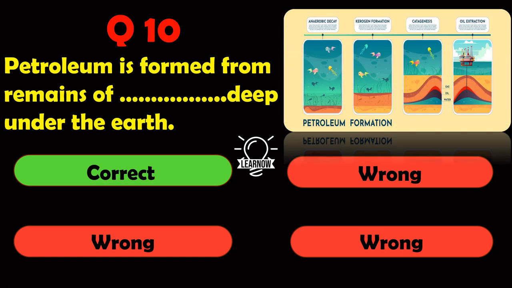Here you can see a diagrammatic representation of dead sea animals in the sea, and after they die, layers of sand and soil deposit over their bodies and over millions of years, under the effect of very high temperature and pressure, these remains of dead sea animals convert into petroleum, a very dark, thick, bad smelling liquid. All right, this was about petroleum formation. We'll go to the next question.